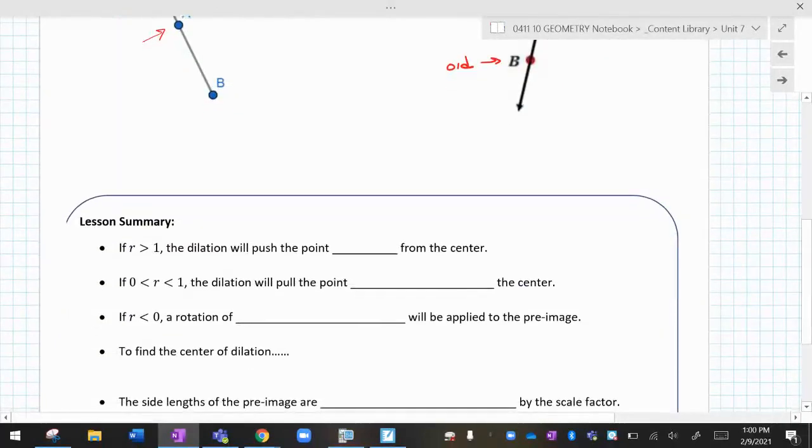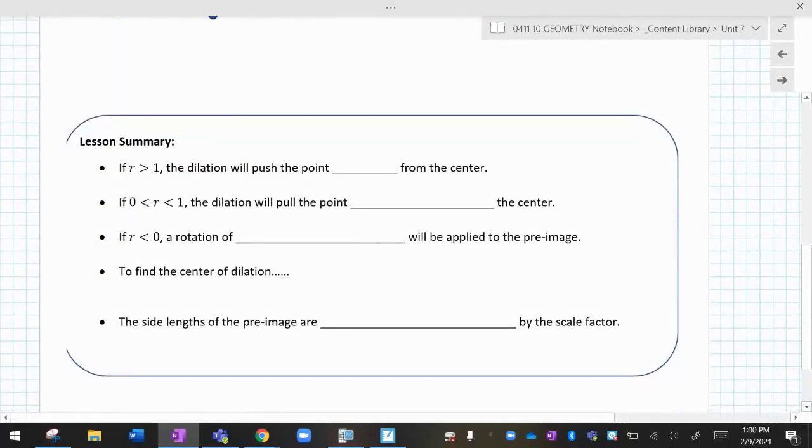All right, what were you supposed to learn from this very long video? It says, number 1, if R is greater than 1, so that means if you have a positive large number for your scale factor, the dilation will push the point away from the center. If R is between 0 and 1, so like a half, a third, 3/4, the dilation will pull the point closer to the center.